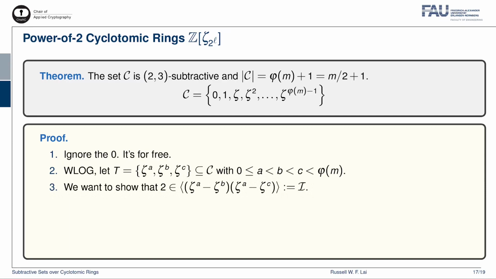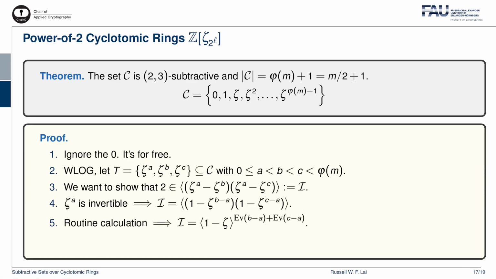Next, we want to show that the element 2 belongs to the ideal generated by the product theta to the A minus theta to the B times theta to the A minus theta to the C. And for convenience, we call this ideal I. First, we notice that theta to the A is invertible, and therefore the ideal I is equal to the ideal generated by the product 1 minus theta to the B minus A times 1 minus theta to the C minus A.